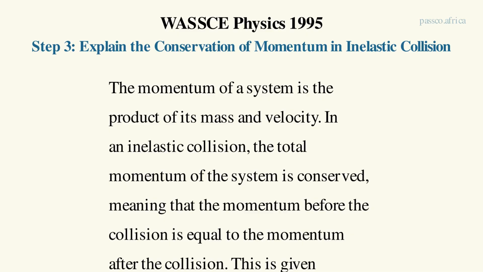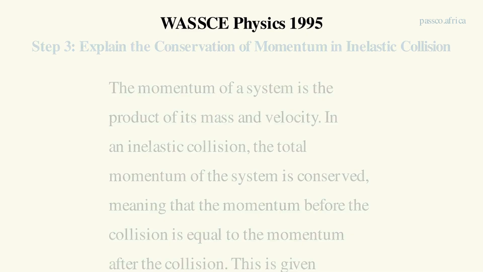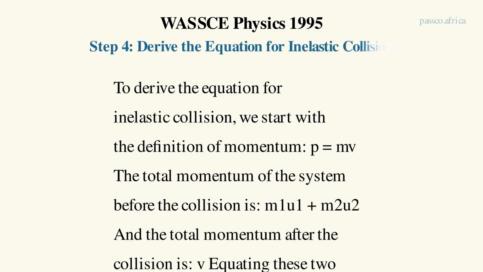Step 4. Derive the equation for inelastic collision. To derive the equation for inelastic collision, we start with the definition of momentum. P equals mv. The total momentum of the system before the collision is m1u1 plus m2u2, and the total momentum after the collision is (m1 plus m2)v. Equating these two expressions, we get m1u1 plus m2u2 equals (m1 plus m2)v. Solving for v, we get v equals (m1u1 plus m2u2) divided by (m1 plus m2).